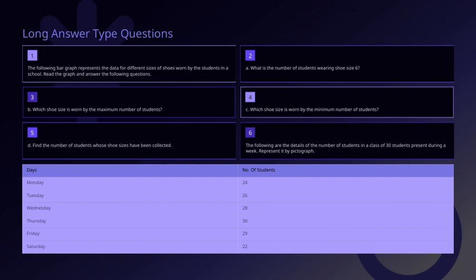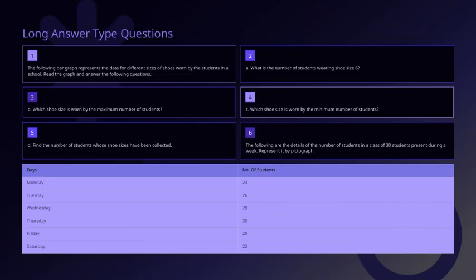Now, moving on to the long answer questions about shoe sizes. The first question asks which shoe size is worn by the maximum number of students. If you look at the bar graph, you'll see that the tallest bar corresponds to a particular shoe size, indicating the most popular size among students. Next, we are asked to find the total number of students whose shoe sizes have been collected. To do this, we need to add up the number of students across all the shoe sizes shown in the graph. This gives us an overall picture of the distribution of shoe sizes in the class.